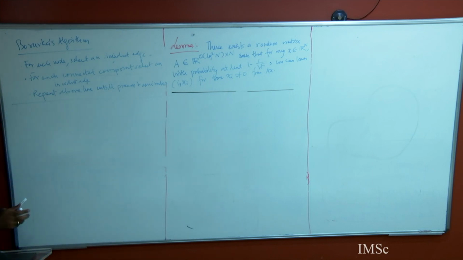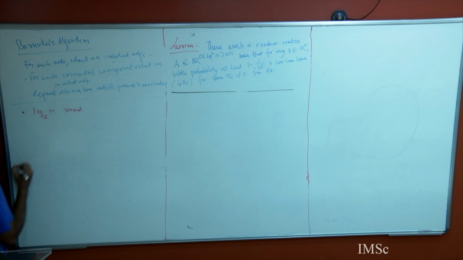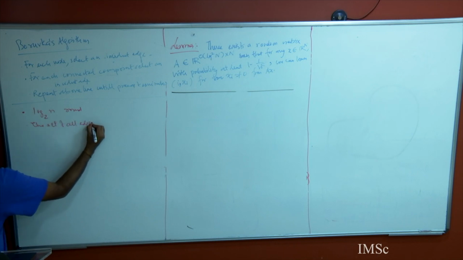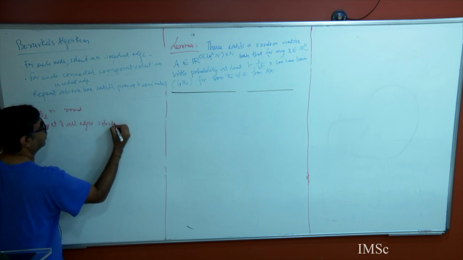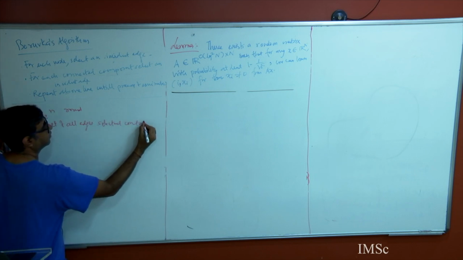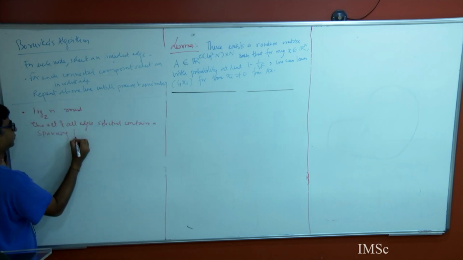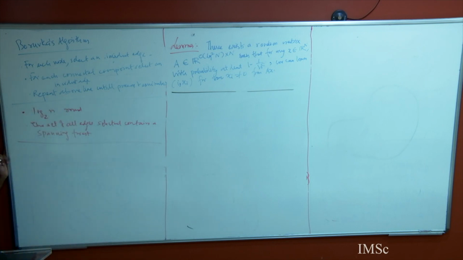Okay. Now, what did we prove last time? First of all, we proved that this will terminate in log n rounds. This is what we proved. And the set of all edges selected contains a spanning forest of the graph.